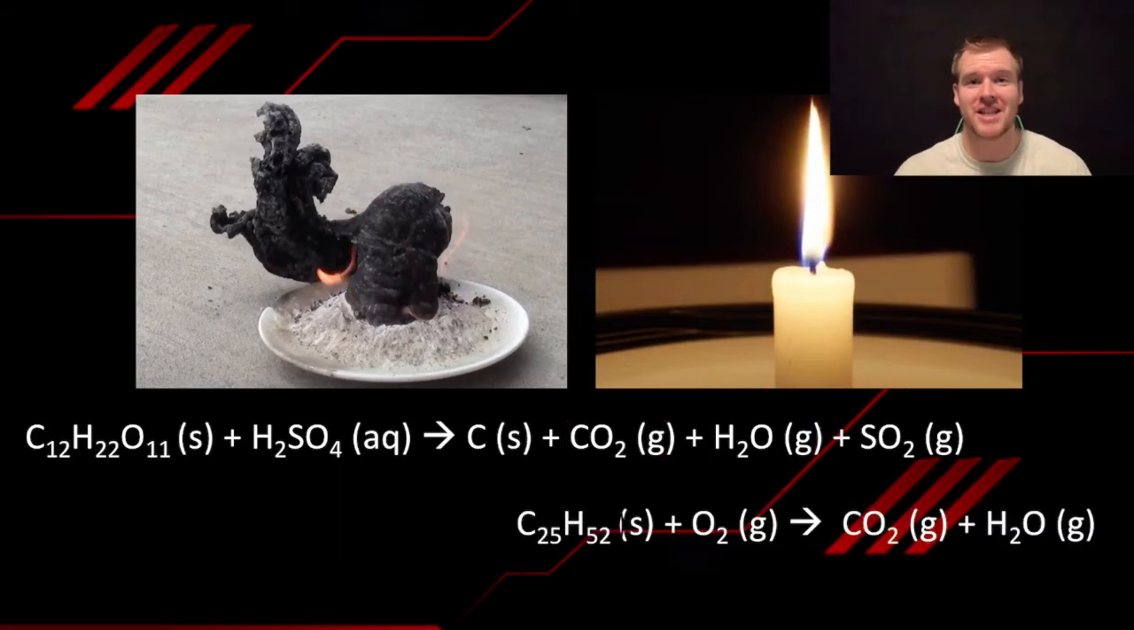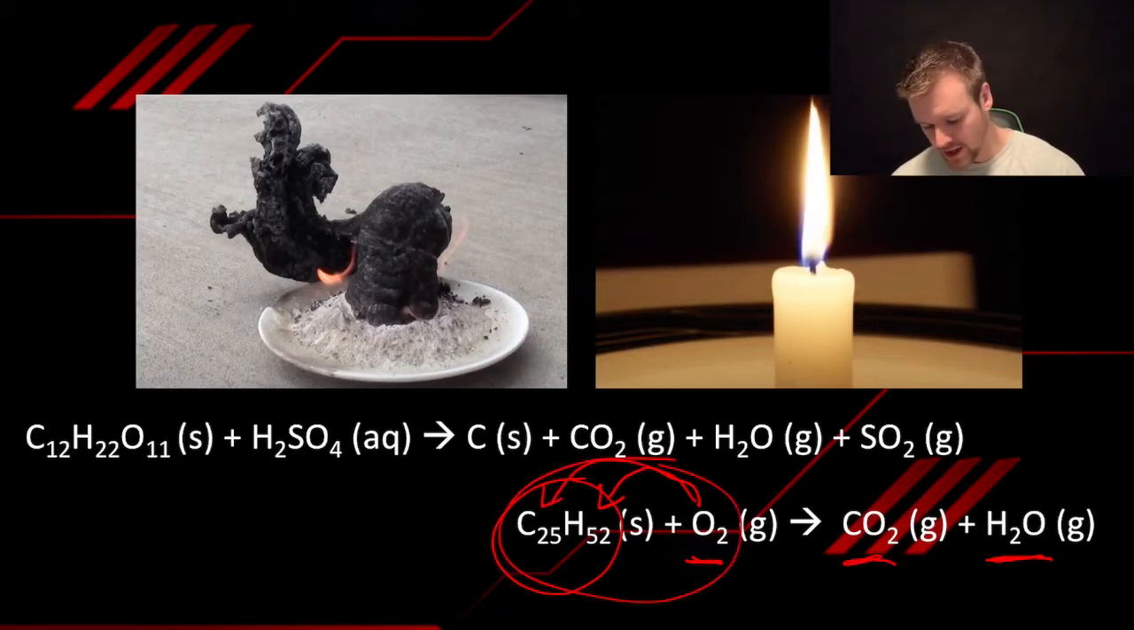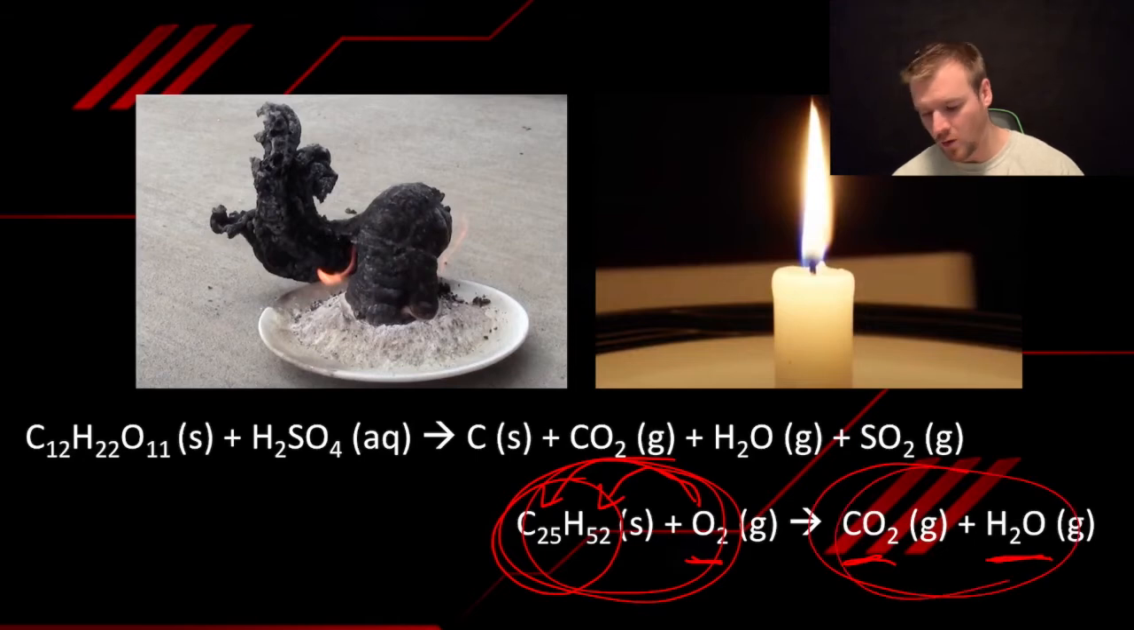And if we look at the reaction in the candle, it's a bit simpler, but it's a pretty big formula for paraffin wax or candle wax. C25H52, so a whole bunch of C's and H's bonded together into that wax. But then when it burns, it just reacts with oxygen, and oxygen goes onto those H's to make H2O, and it goes onto the carbons to make CO2. So again, all the stuff over here is the same as all the stuff over here.